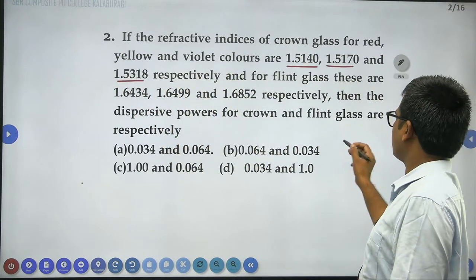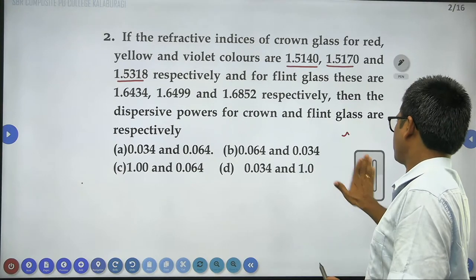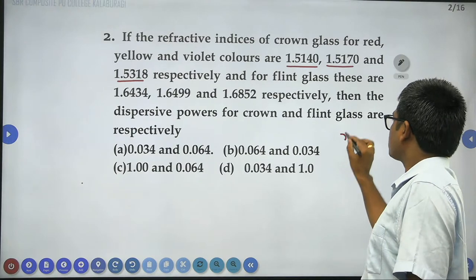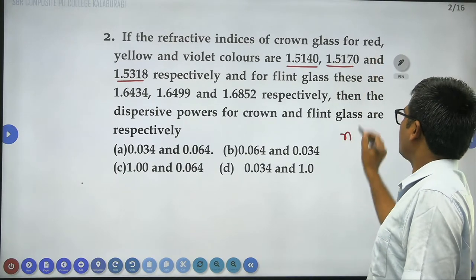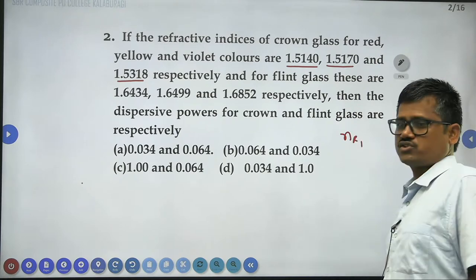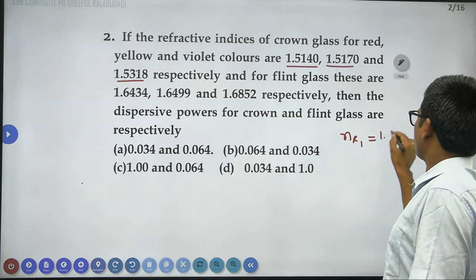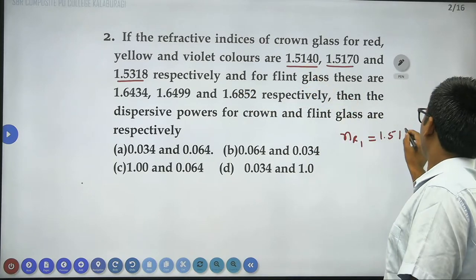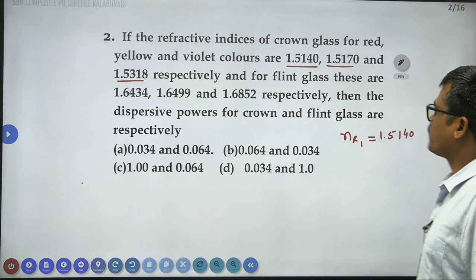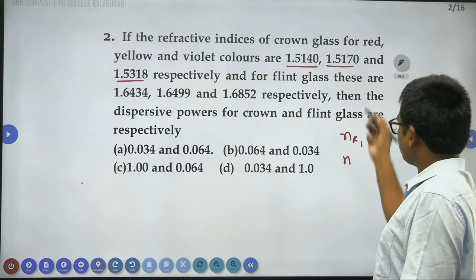For crown glass, let me write it like that. Refractive index. Okay, let me write here for refractive index. For crown, let me take one subscript. What is given here for red? Red, I'll use one. For crown glass, what is given here? 1.5140. This will be the refractive index of crown glass for red. And the refractive index of crown glass for yellow will be what?